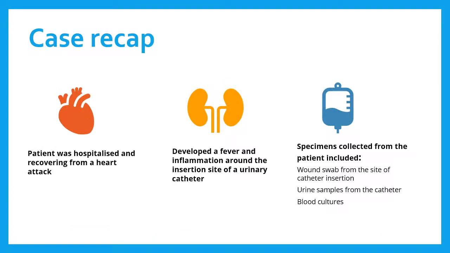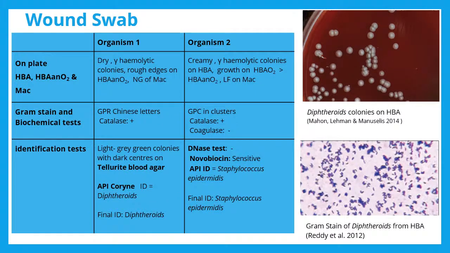We were given case 6, where a patient who was hospitalized and recovering from a heart attack had developed a fever and inflammation around the insertion site of a urinary catheter. Specimens collected from the patient include a wound swab from the site of catheter insertion, urine samples from the catheter, and blood cultures. A wound swab around the catheter insertion site was plated on blood and MacConkey agar.